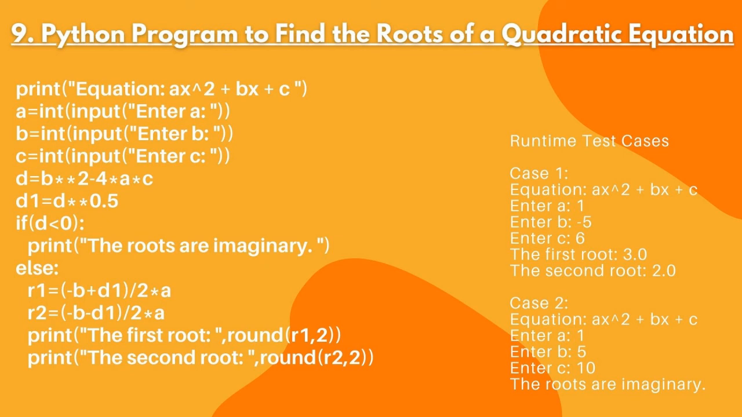The value of the discriminant, d, is found out, which determines the nature of the roots of the equation. If the value of the discriminant is lesser than 0, the roots are imaginary. If the value of the discriminant is greater than 0, the roots aren't imaginary. The value of the roots is found out using the quadratic formula. The roots of the equation are printed.